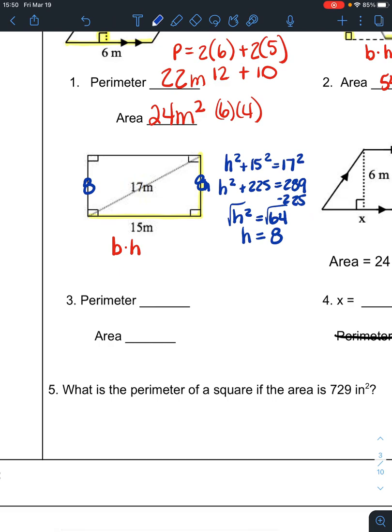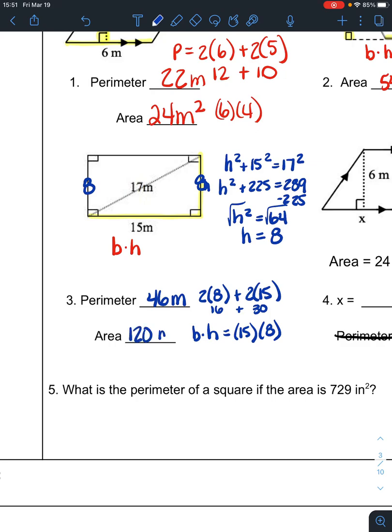So my perimeter is 2 bases and 2 heights, or 2 lengths and 2 widths. So it would be 2 times 8 plus 2 times 15, so it'd be 16 plus 30, which is 46. So my perimeter is 46 meters. My area is base times height. So I need the base, which is 15, times the height, which is 8. And 15 times 8 is 120. And it's 120 meters squared because area is always in units squared.